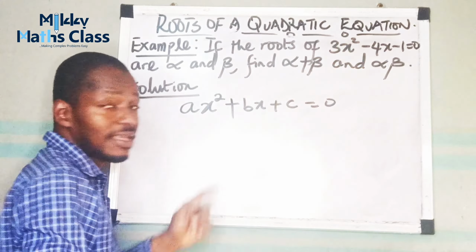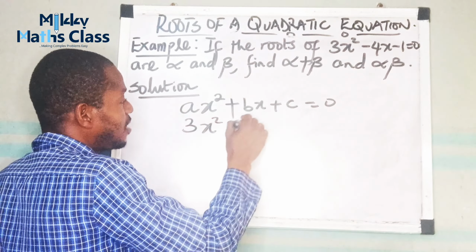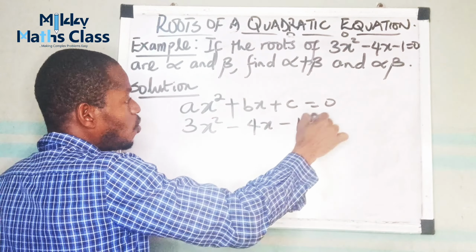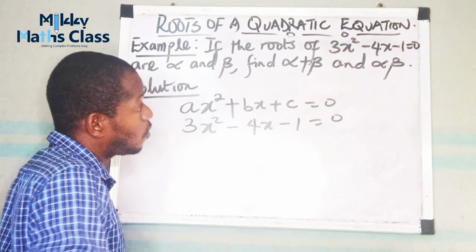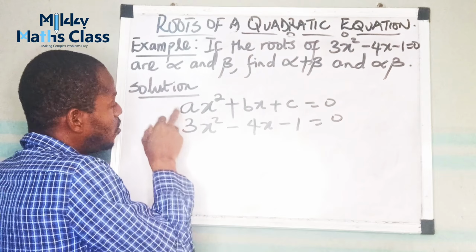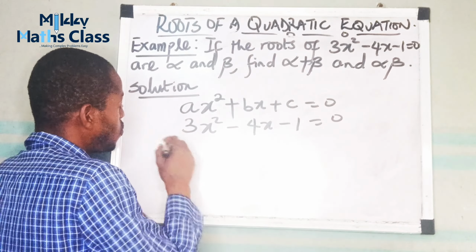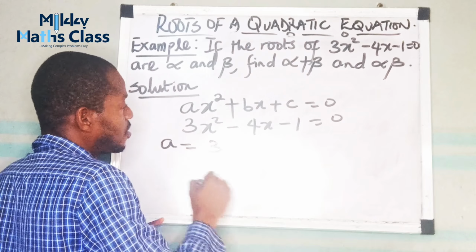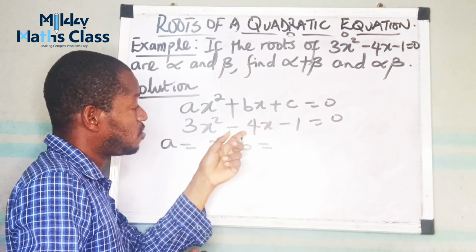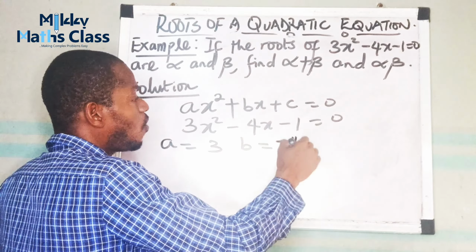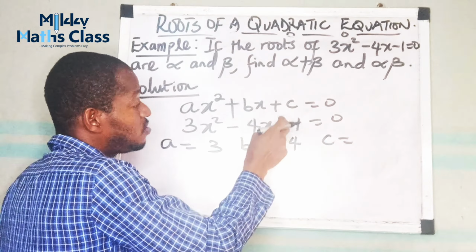Now let's compare this with the quadratic equation in the question, that's 3x squared minus 4x minus 1 equals 0. So bring out what our a is. A is the coefficient of x squared. So in this place, what is representing a is 3. So our a is equal to 3. Our b is equal to the coefficient of x here, which is -4. And our c is the constant you have here, which is -1.